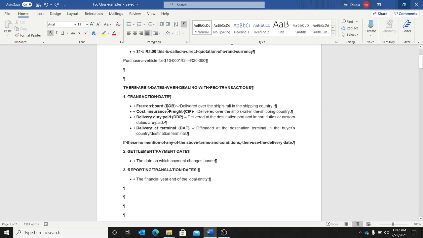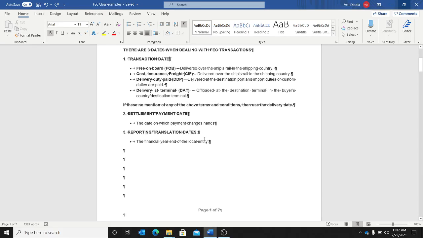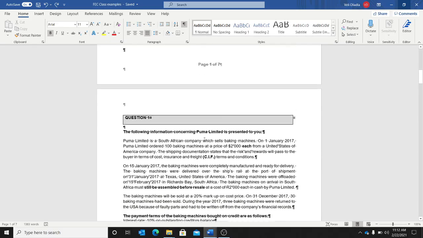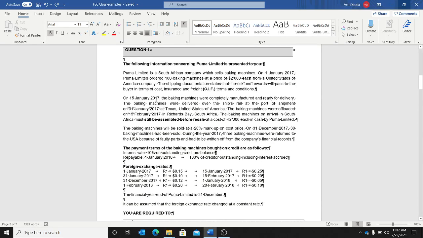Now let me demonstrate this with an exercise. Now here we look at this. On 1 January, you place an order with a USA company, right? You place an order of 100 baking machines at the price of $2,000.